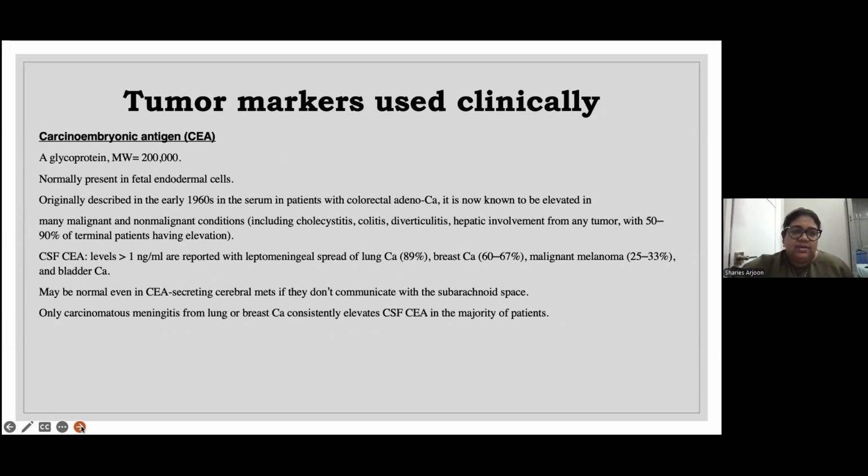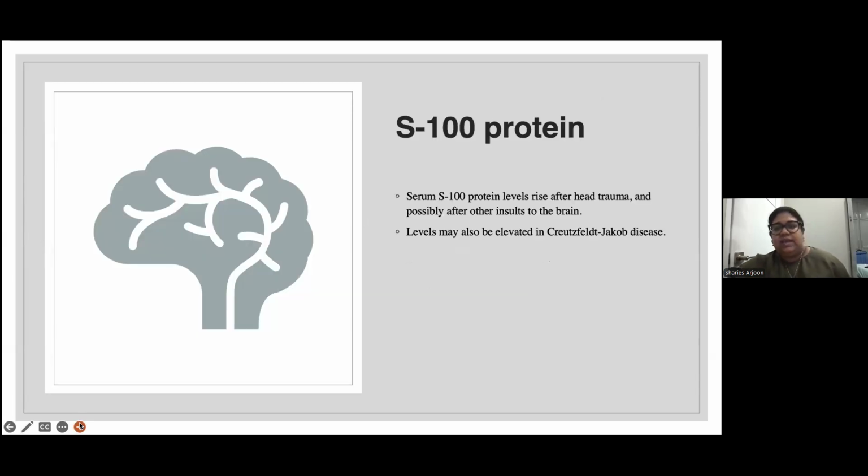And CEA is a glycoprotein normally present in fetal endodermal cells, and it may be normal even in CEA secreting cerebral mets if they don't communicate with the subarachnoid space. Only carcinomatous meningitis from lung or breast CEA consistently elevates CSF CEA in the majority of patients. And lastly, serum S100 protein levels rise after head trauma and possibly after other insults to the brain, and the levels may also be elevated in Creutzfeldt-Jakob disease.